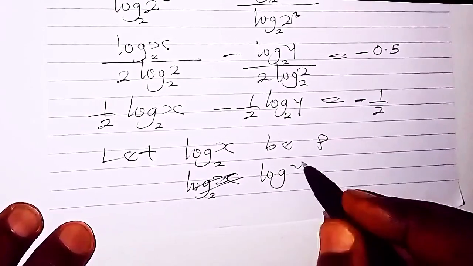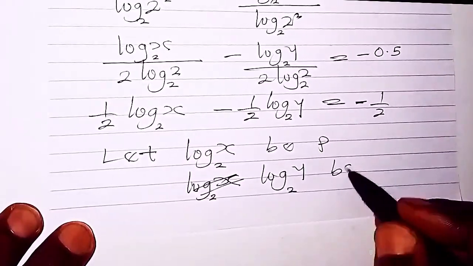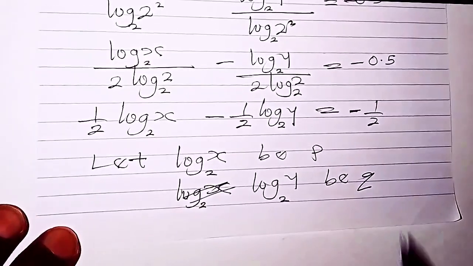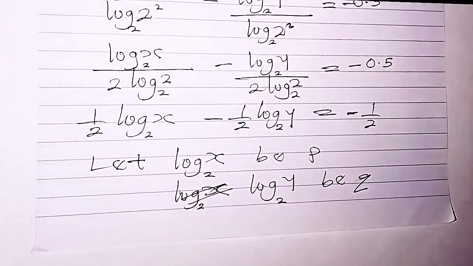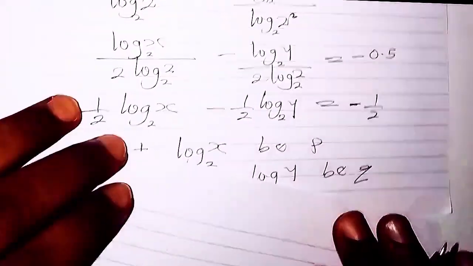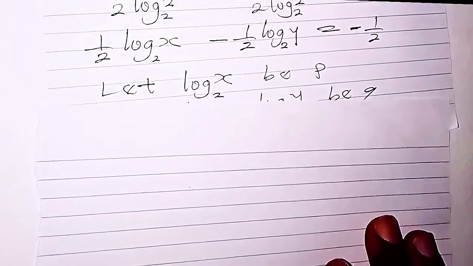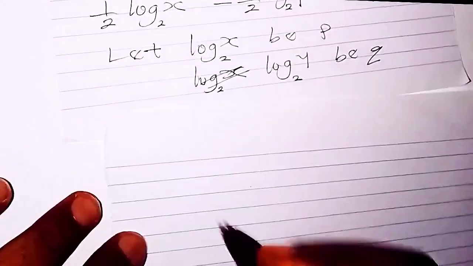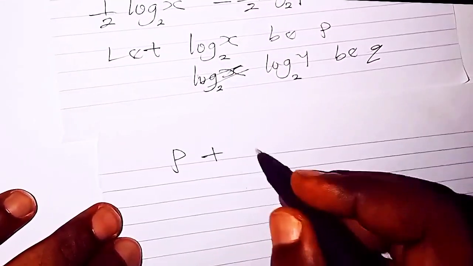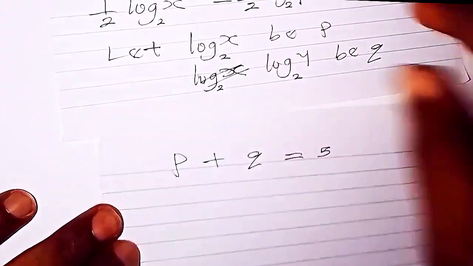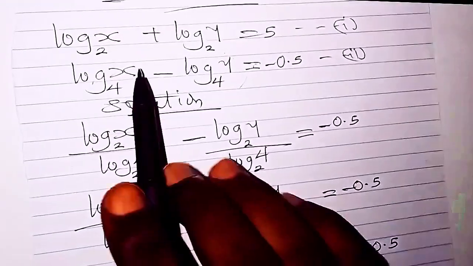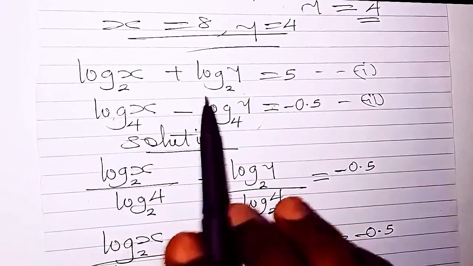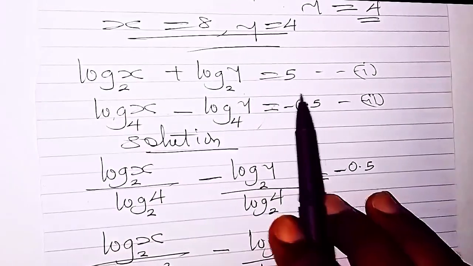This one is log y base 2 be q. So we're going to substitute p for log x base 2, and we substitute q for log y base 2. And then doing that takes us down to combining the two equations in the form of p and q. So if we're going to do that, we're going to have p plus q equal to 5. That is equation 1, which says log x base 2, which is p, plus log y base 2, which is q, equal to 5.